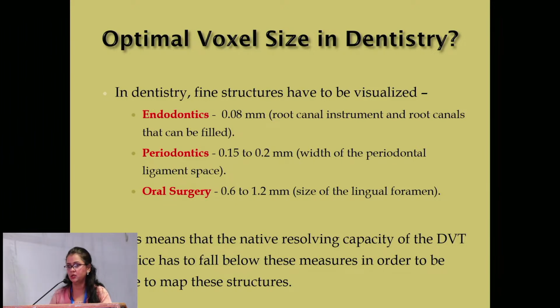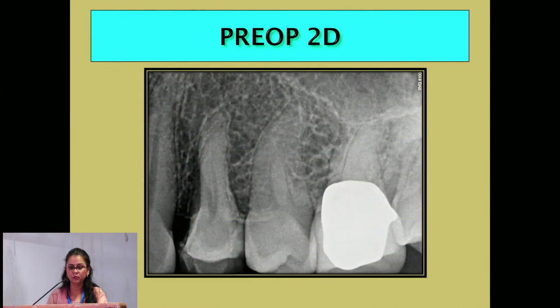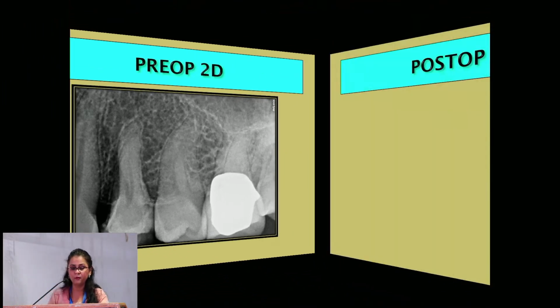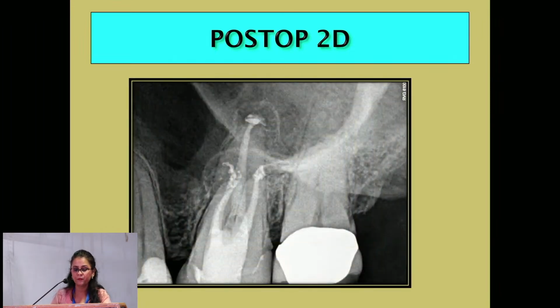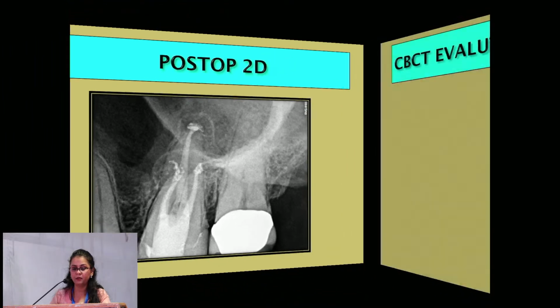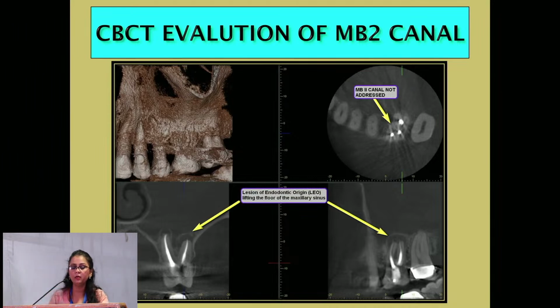So you want high resolution scans to evaluate your endodontic cases, to see the width of the periodontal ligament space, and to evaluate the lingual foramen in case of oral surgery. In a 2D image, you can see the first molar. The roots of the first molar are generally overlapped by the zygomatic process of the maxilla. Filling has been done here. And a missed canal is generally seen on the CBCT, which cannot be evaluated on 2D.